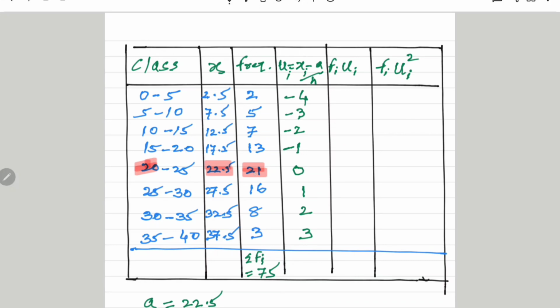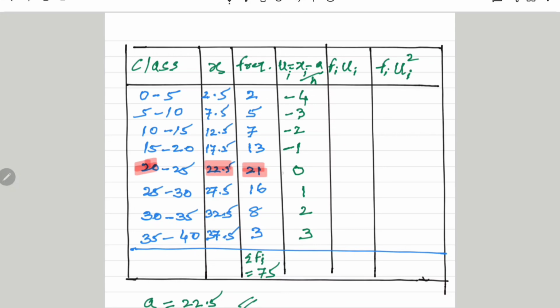Here the maximum frequency is 21. The corresponding value of x is 22.5, and we consider that as the assumed mean. This is the value of A, 22.5. And then we calculate the value of ui as xi minus a divided by h. What is a? The value of a is 22.5.